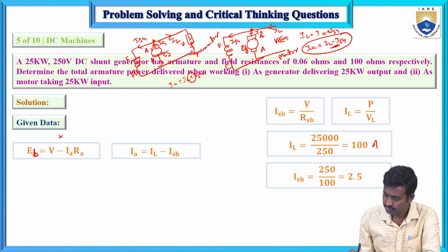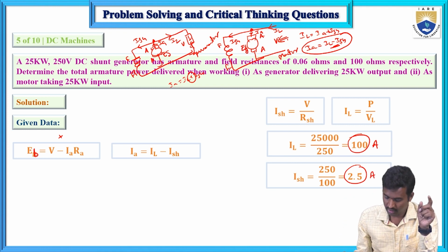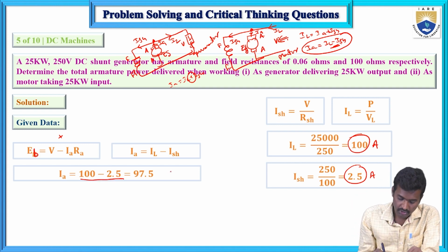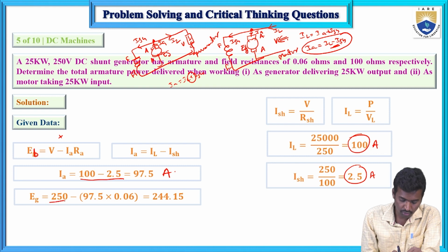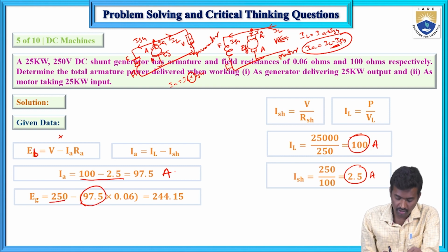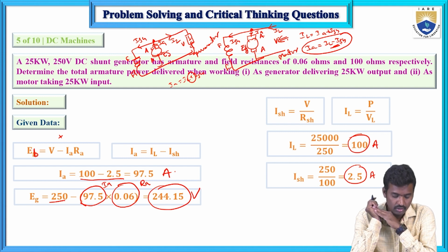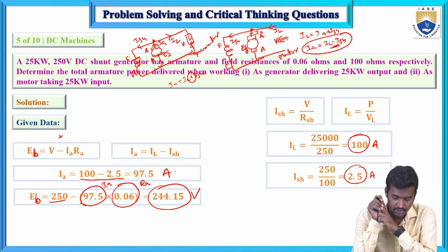Now same thing. We determined the previous one, 100 and 2.5 amps. In the previous case it was addition, here there is a subtraction, 100 minus 2.5, that means 97.5 amperes. Now substitute in this: V equals 250 and this is the armature current 97.5, and next the armature resistance RA. This is 244.15 volts. This is the back EMF. Now the armature current is 97.5.